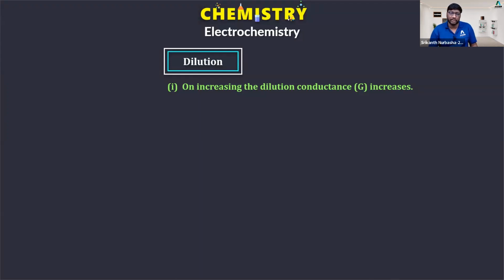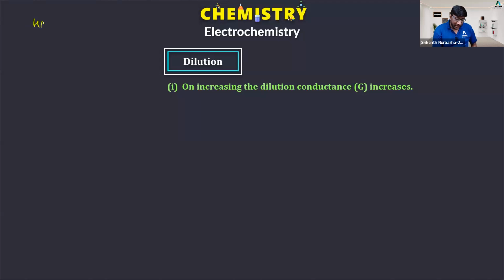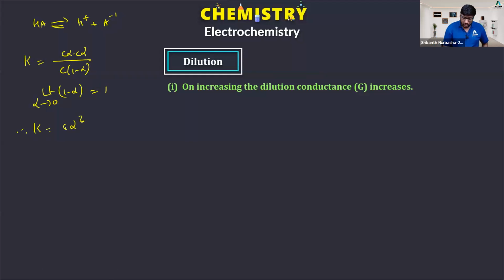Now, for a weak electrolyte, what happens upon dilution? We have Ostwald's dilution law. HA, a weak acid, dissociates to produce H+ and A-. K is equal to C alpha squared by 1 minus alpha. As alpha tends to 0, 1 minus alpha is equal to 1. So K is equal to C alpha squared. Concentration is number of moles by volume, so alpha squared is equal to K times V by n. So alpha is directly proportional to root V.